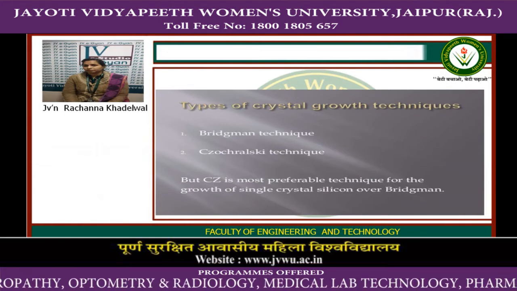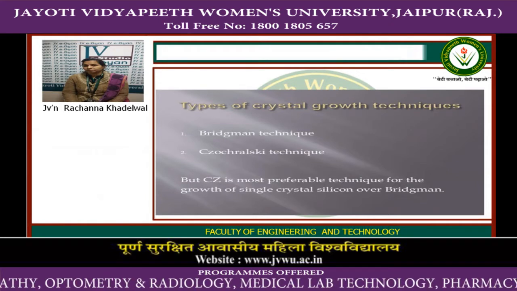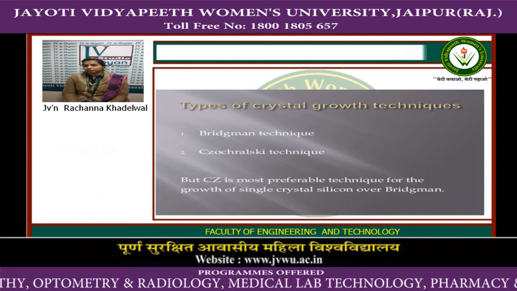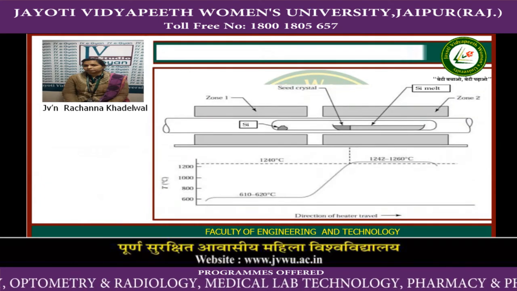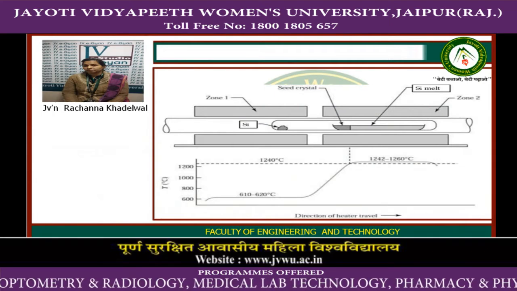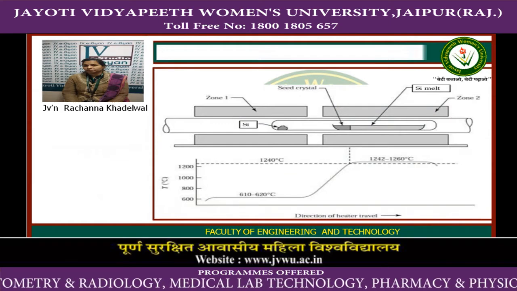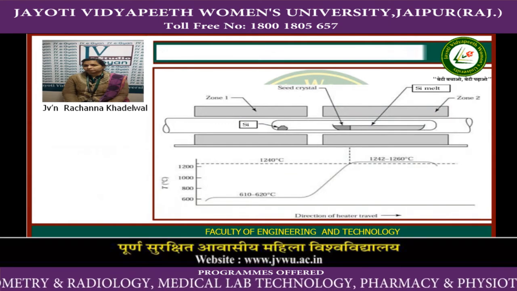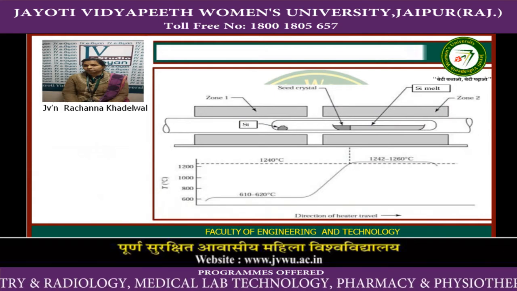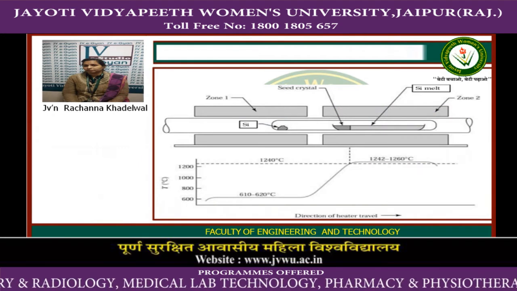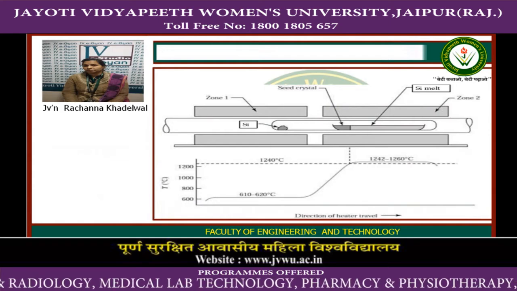Why? Because the CZ technique is very popular, more than the Bridgman technique, and it is very useful for normal everyday usage as well as technology work. Now, this is a basic diagram of silicon crystal growth technology. This is the seed crystal, this is the silicon melt material, and these are two different zones, Z1 and Z2. This is the silicon melted crystal material, and this is the seed crystal.